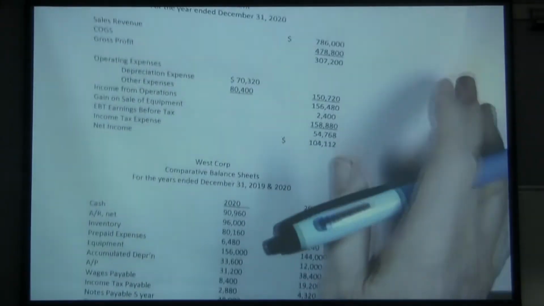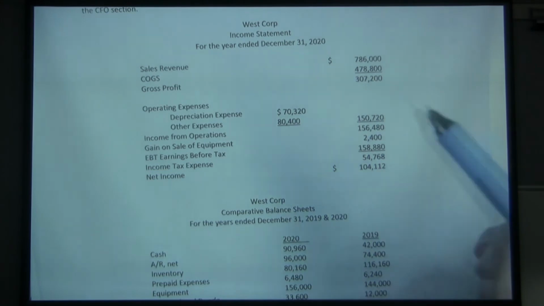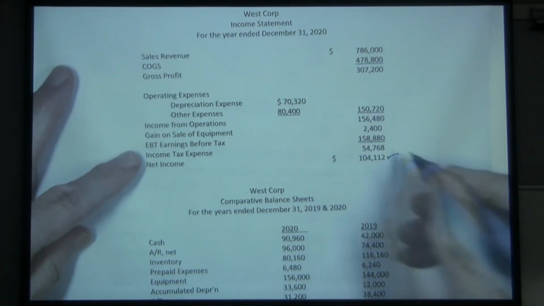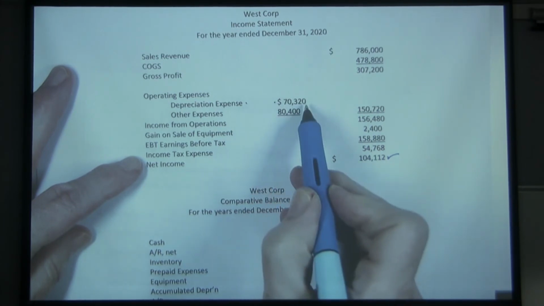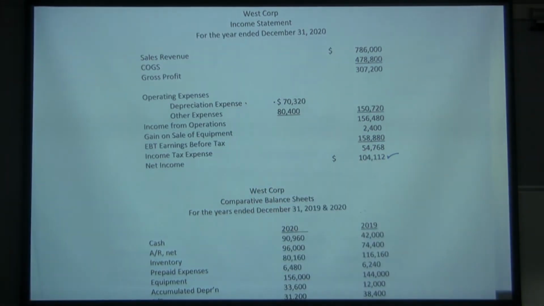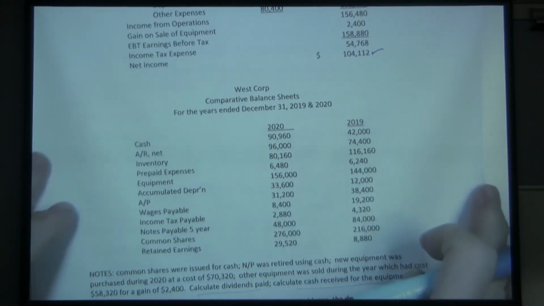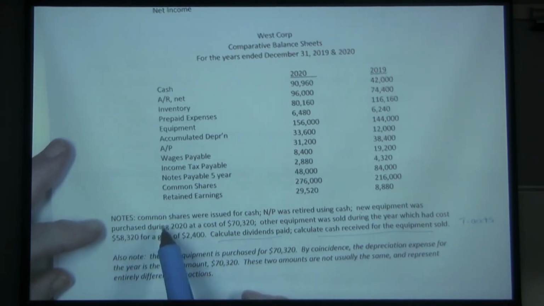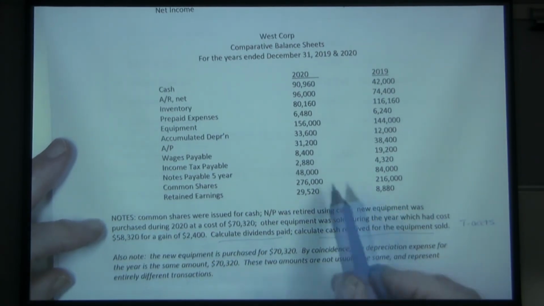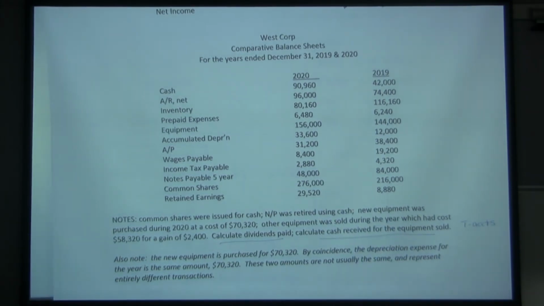All right, so West Corp. We have net income, which is great. We have a depreciation expense, so that's given for us. We have our comparative balance sheets. Just read through the notes here, see what's going on with our balance sheet. Common shares were issued for cash. Sometimes common shares went up. Sometimes they're issued in exchange for something non-cash, like a building or something else.